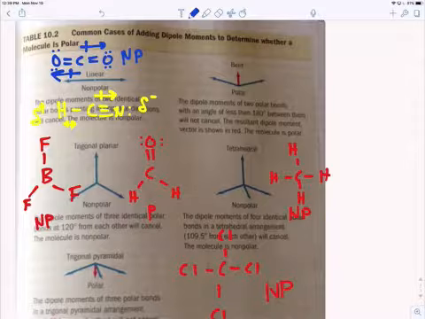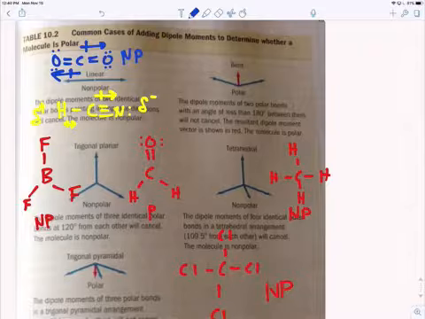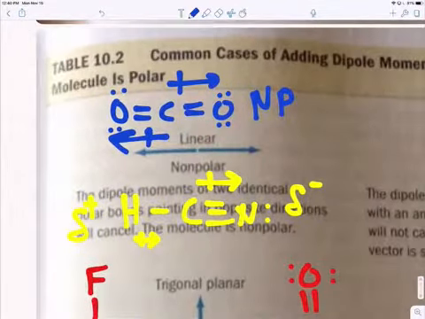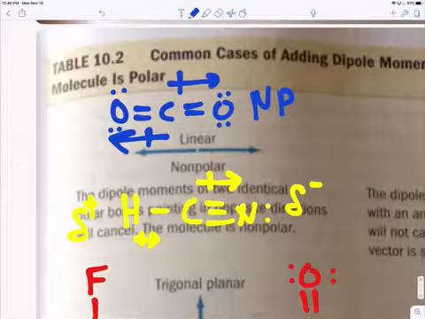Now, if a molecule is linear, planar, or tetrahedral, it depends on how it's connected. So let's start with linear. As discussed, carbon dioxide is a linear molecule, and it's the same on both sides. It has an oxygen over here, an oxygen over here, so the electron density is being drawn out equally, so the vectors cancel, and that makes carbon dioxide nonpolar.